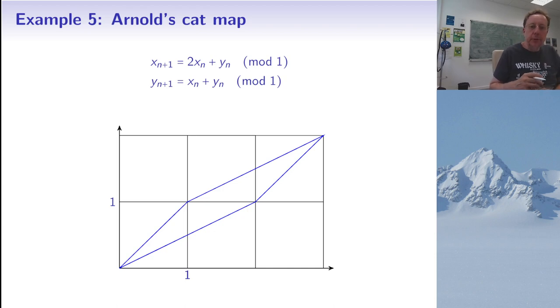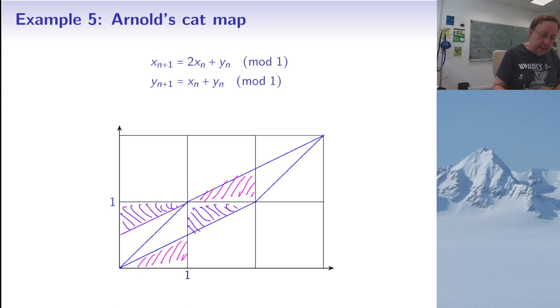And now I have to apply the modulo 1. But you see this amounts to taking all these different pieces and putting them back into the initial square. So I just have to draw a line here, and then you see that this part here goes here, then this part here goes here, this part here goes here, and this part here stays at the same place.